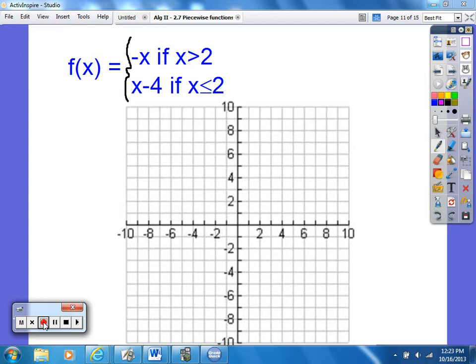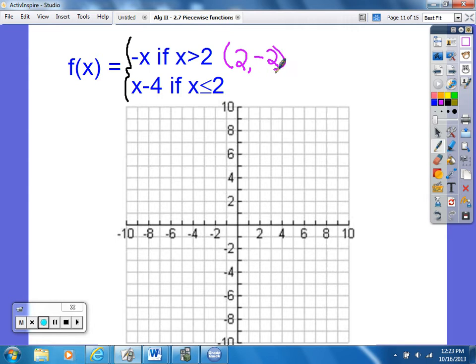So I plug in 2 to the top function. What number do I get? Somebody other than Jake this time. -2. So I'm going to write that as an ordered pair. 2, comma, -2. That makes sense?